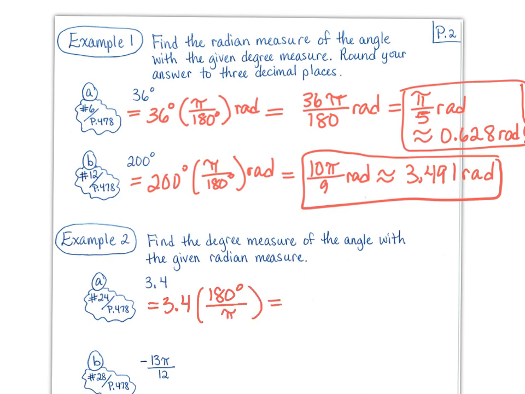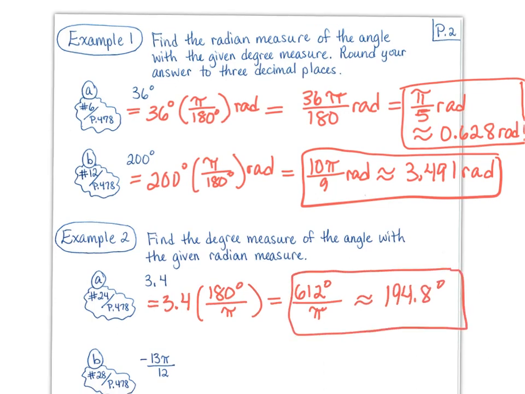That's equal to 180 times 3.4 is what? 612. So good. So you have 612 degrees over pi. And what is that approximately in terms of degrees, to 1/10 of a decimal place? 194.8. Good. 194.8 degrees.